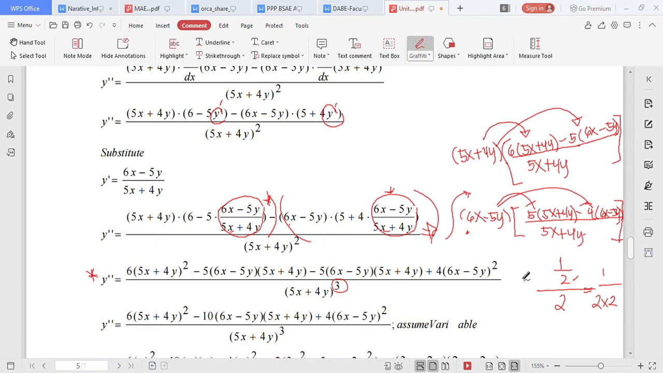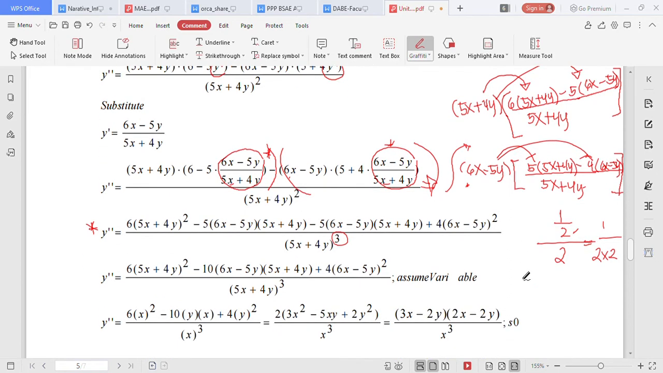Okay? So, we can simplify. As you can see, these terms, we can combine these terms. And so, we have 10 times (6x minus 5y) times quantity (5x plus 4y). So, we copy this, copy that, copy this. Alright.